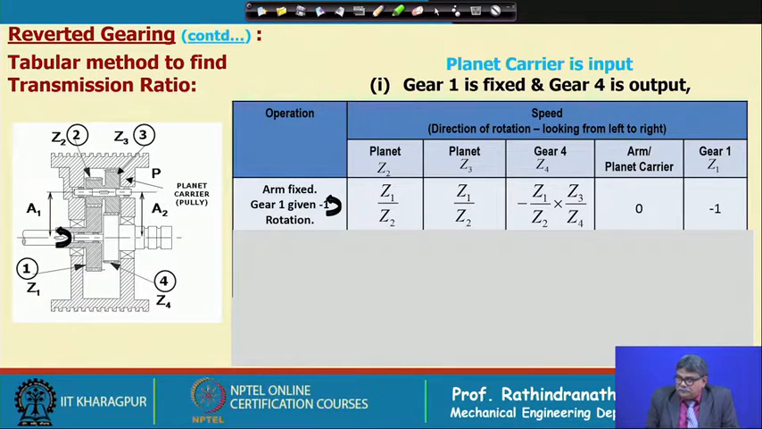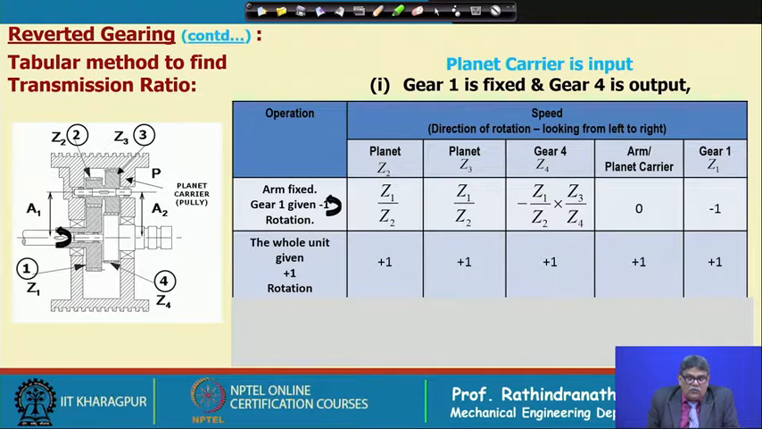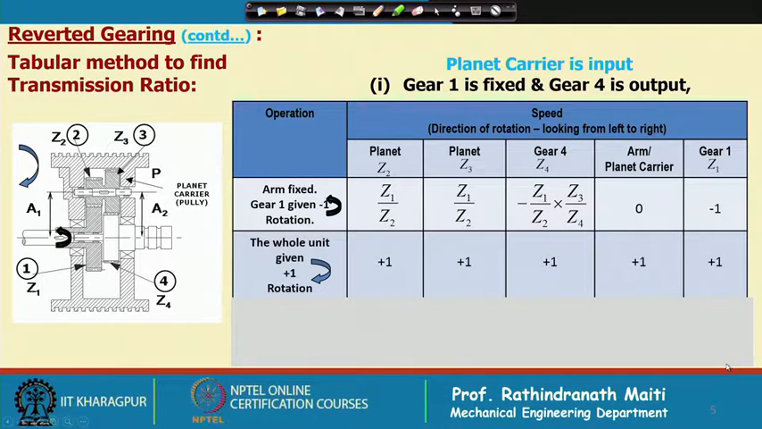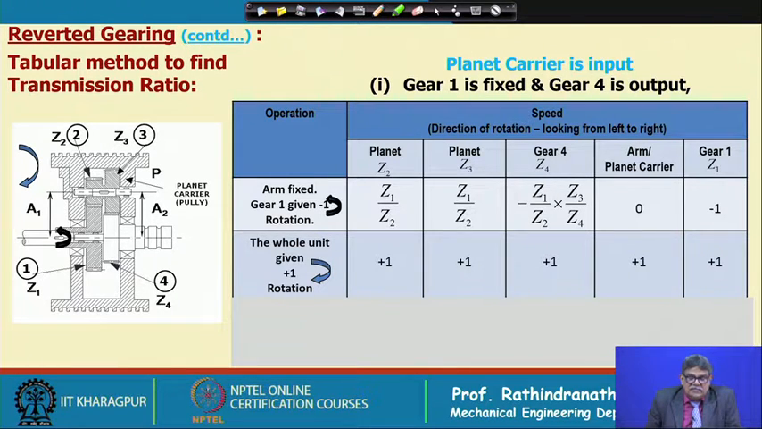Now, what we do, the whole unit is given plus 1 rotation. This means that we take the whole unit along with the pulley, planet, everything, and rotate by 1 revolution in the opposite direction, that is, looking from left it is clockwise, looking from right it is anti-clockwise, it is plus 1. So, we can add the plus 1 as per the principle of epicyclic gearing or planetary gearing, we add plus 1 to everyone.